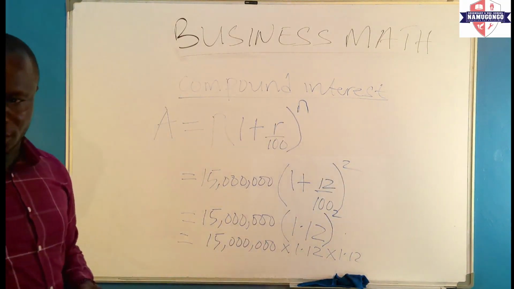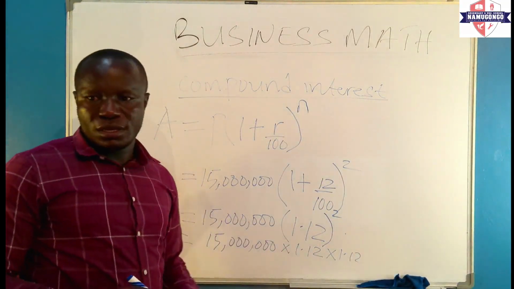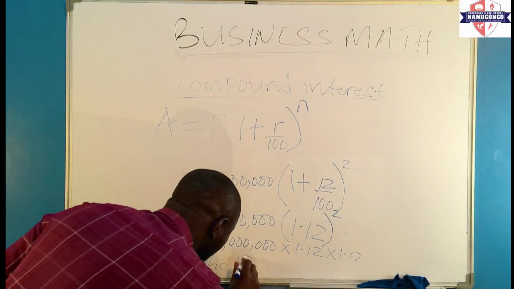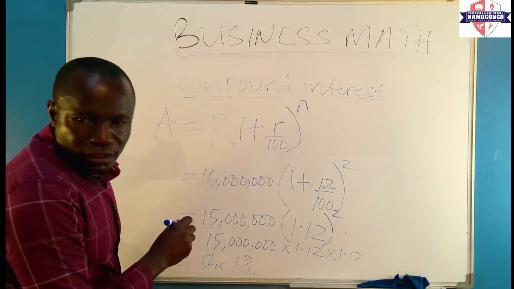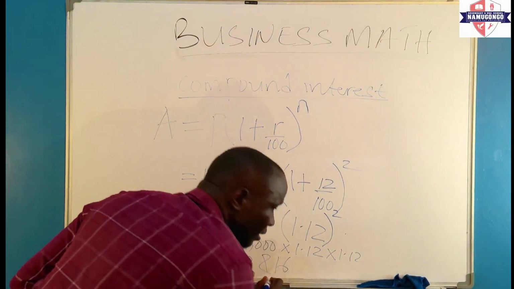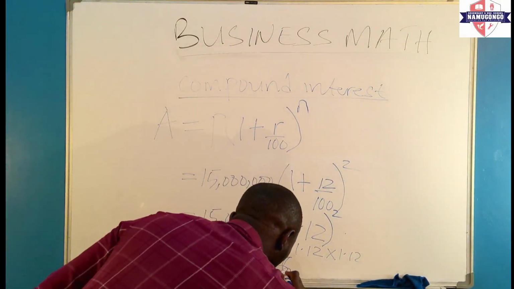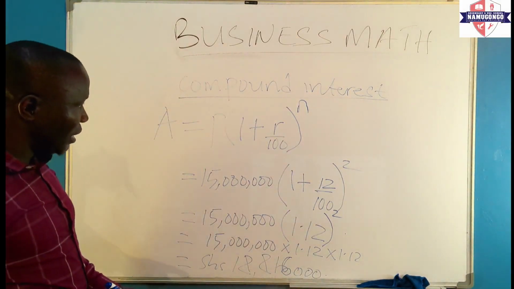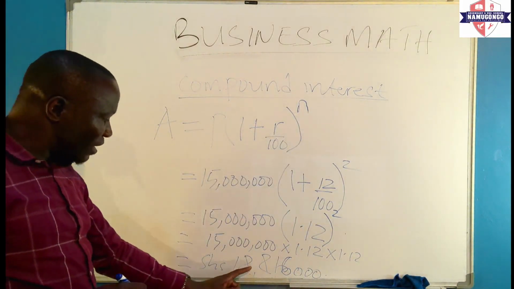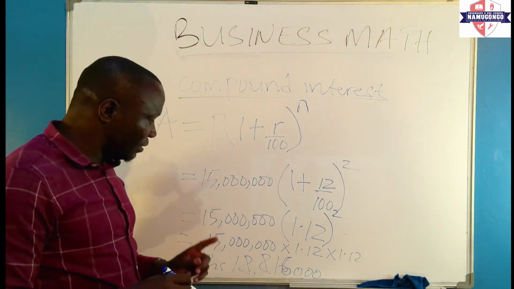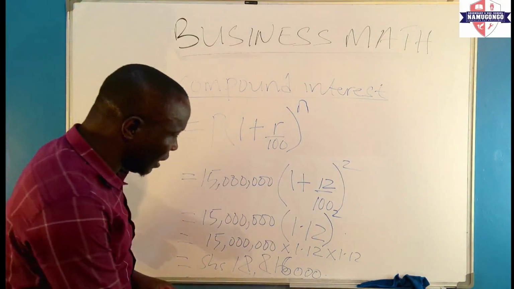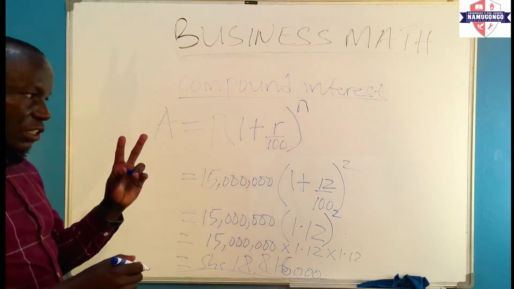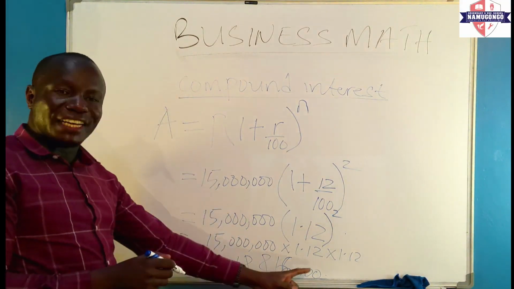And when you get your calculator and you compute, your calculator is going to give you the answer as 18 million shillings, 816,000. If you use your calculator and you compute carefully, this is what you are going to get. So meaning that after 2 years, the amount of investment is going to be 18,816,000 shillings. This is the amount. So this amount here is inclusive of two things, principal and interest.